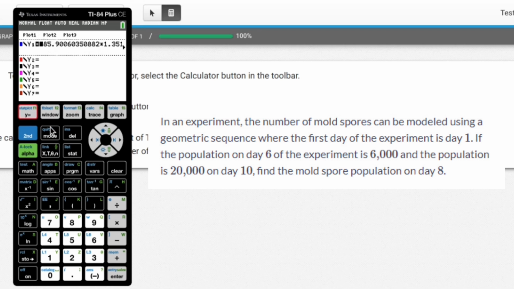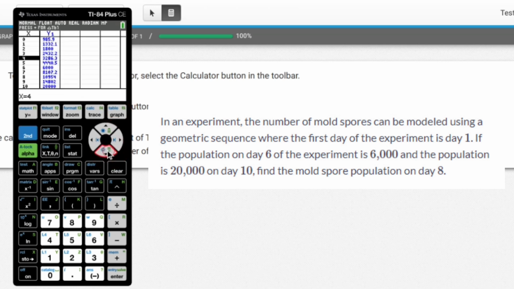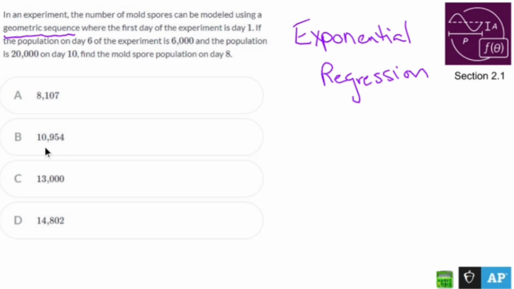And in order to find 8, maybe we could just go to our table by hitting second graph and going down to 8 and finding out that there's our number right there. So the answer is B in this case. All right, so since I got the number 10954 point blah, blah, blah, let's round that down to 10954, and then B is going to be our answer. So exponential regression, geometric sequence, same thing on a calculator.